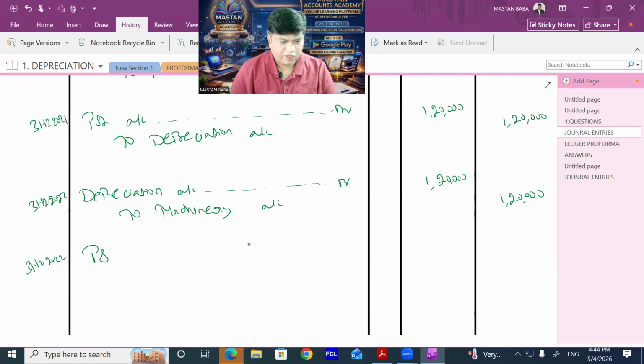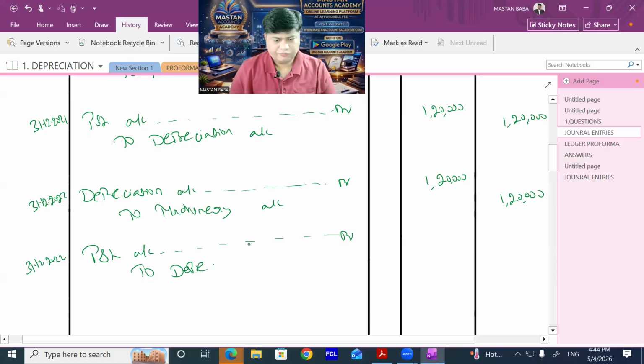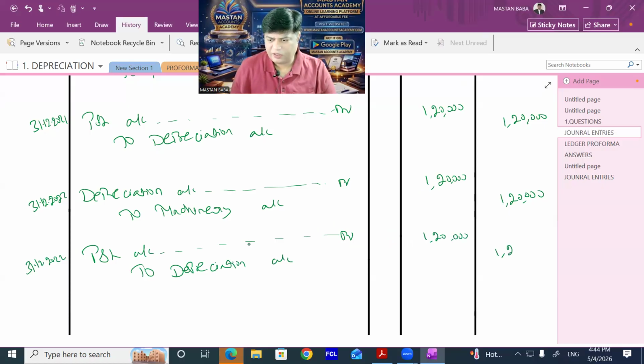As you know, the closing entry is profit and loss account debit to depreciation account, 1,20,000. Narration as before: being depreciation transferred to profit and loss account.